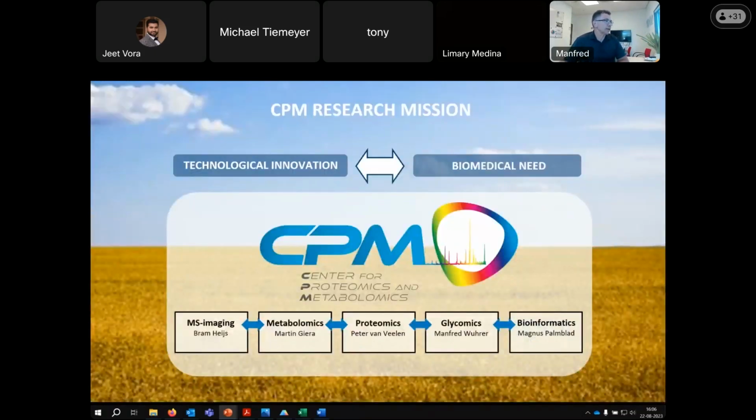Our center is organized in a bunch of groups. So we have a mass spec imaging group. We work on small molecules, metabolites, and lipids. We work on proteins, bottom-up proteomics for a big part. We have my glycomics team, and we have bioinformatics support, which is getting ever more important.